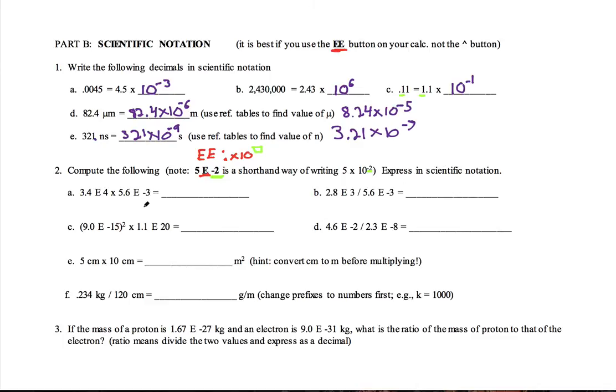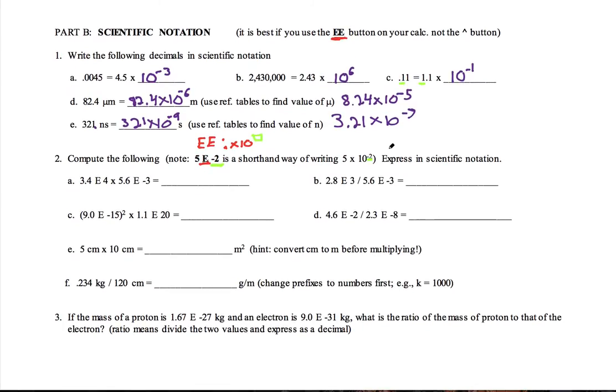Express all these in scientific notation. So we've got to do a little bit of multiplication. 3.4E4 means 3.4 times 10 to the 4th times 5.6 times 10 to the negative 3rd. Now this is an interesting point. This was something that people made quite a few mistakes on. So let's work through this one a little bit explicitly.